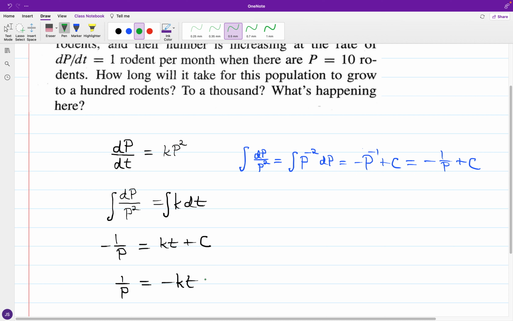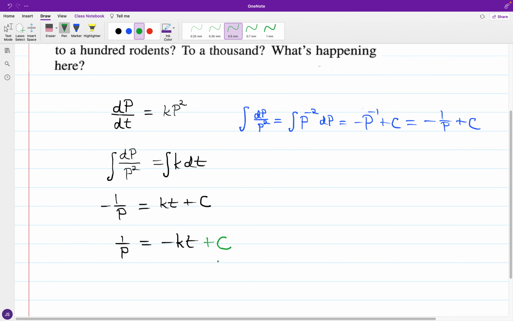So we can say we have 1 over P is equal to negative kt plus c, or it could be plus alpha, but we're just writing this as a constant we are adding as opposed to subtracting. Now if I write directly in terms of P, rewriting in terms of P directly, taking the reciprocal of both sides, we have that P is equal to 1 over negative kt plus c.